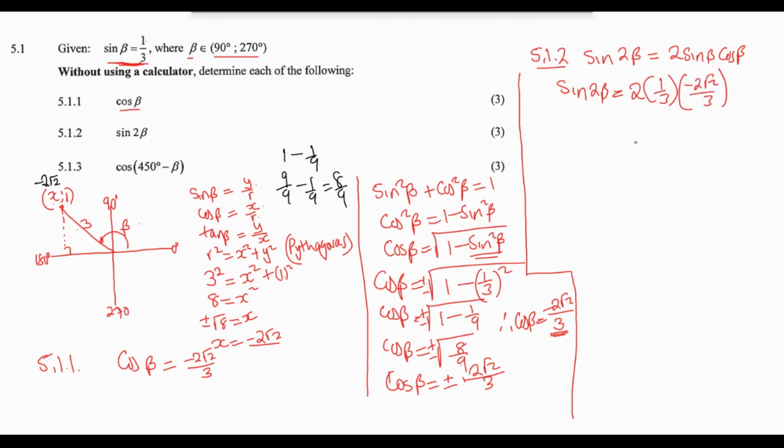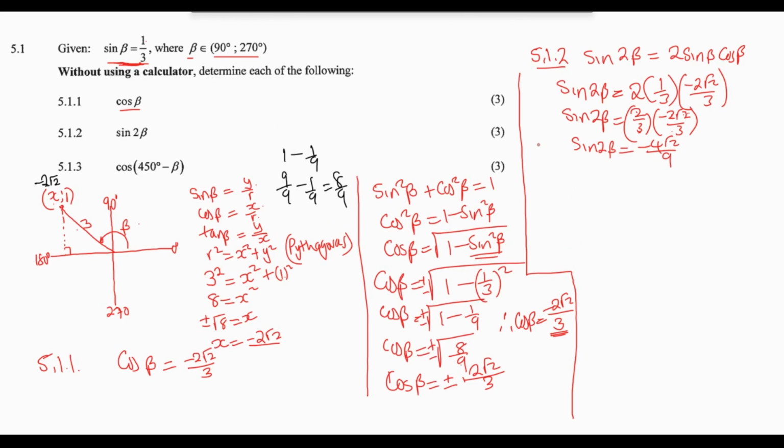Okay, and then what do we get? This can be simplified. Let's try to simplify this. It's going to be 2 over 3 times negative 2 root 2 over 3. Then 2 times negative 2 root 2 would be negative 4 root 2, and 3 times 3 is 9. So sine 2 beta is equal to negative 4 root 2 over 9. Okay, that's the answer there.